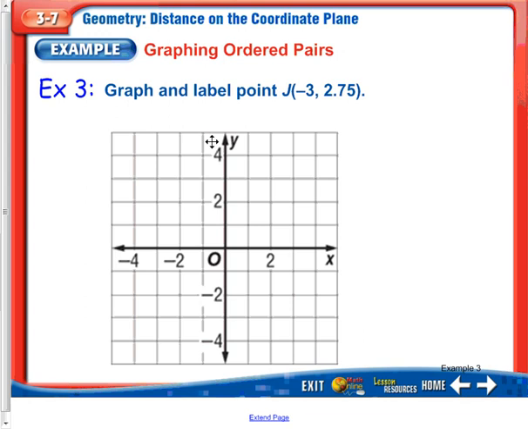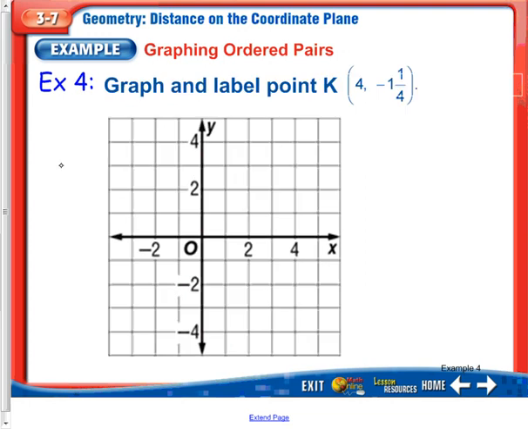For example 3, they want us to graph and label the points. So 2 steps here. The first step is graphing. Start at the origin. We're going to go left 3, 1, 2, 3. And then we're going to go up 2.75, 1, 2, and 0.75 would be about 3/4 of the way. And so there we graphed it. Now we need to label point J. So labeling is just simply writing the letter down. And if you wanted to, you could also list that this is quadrant 2, so that way we can continue to review our quadrants.